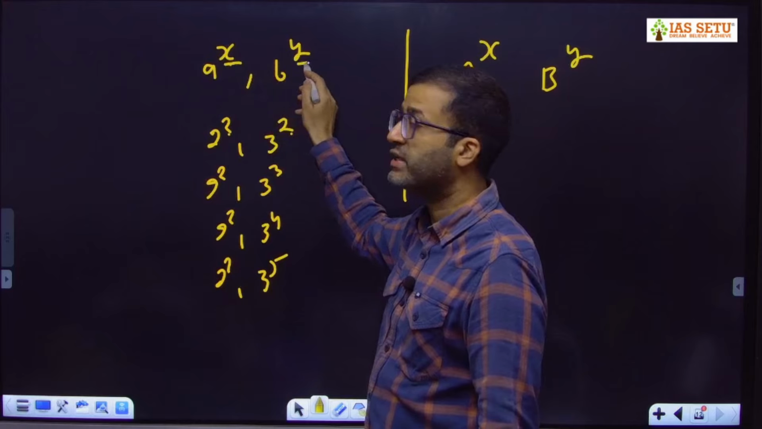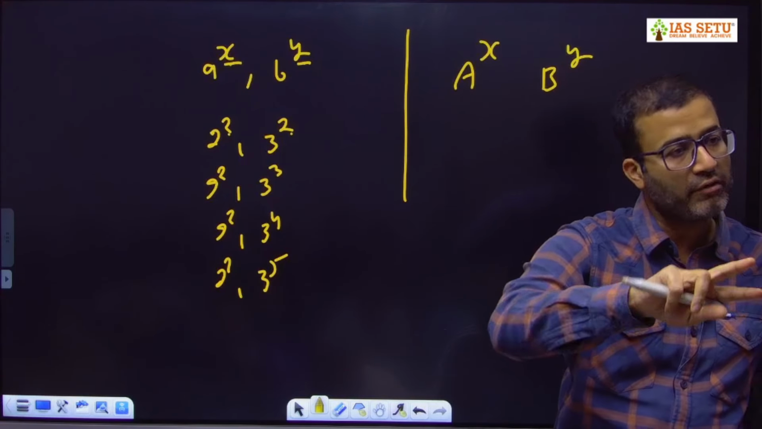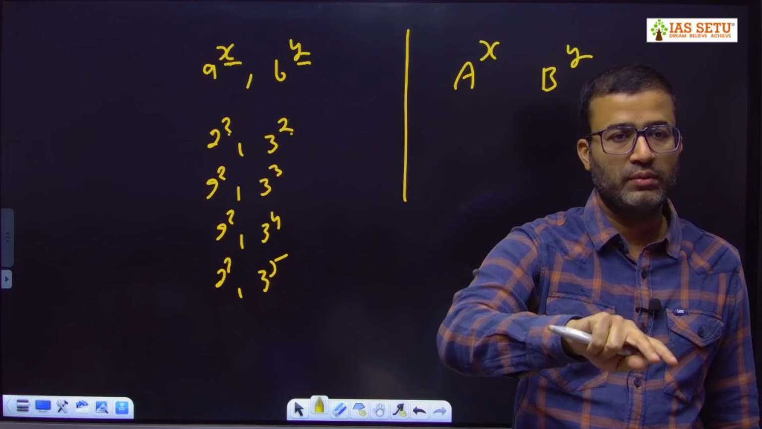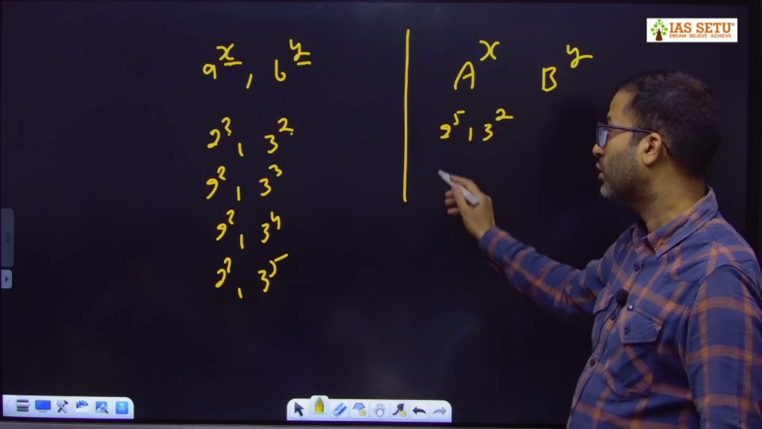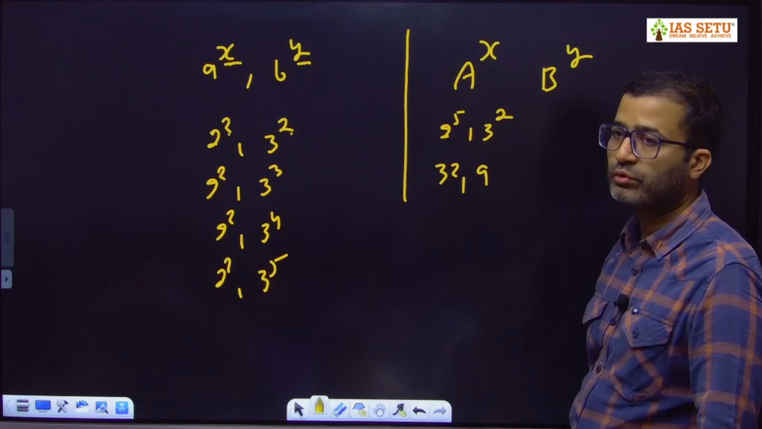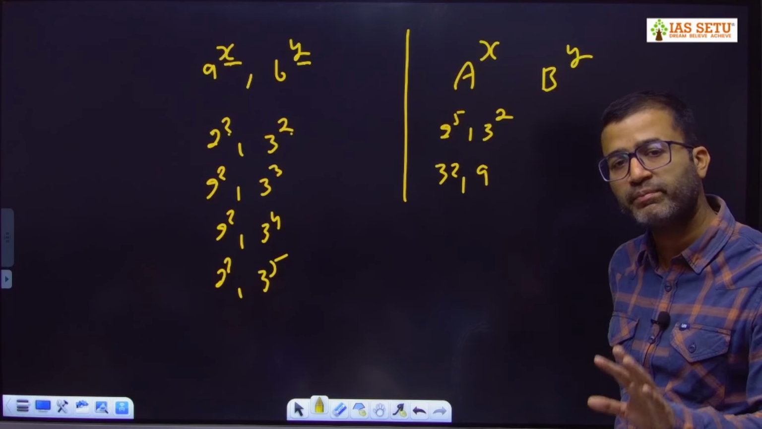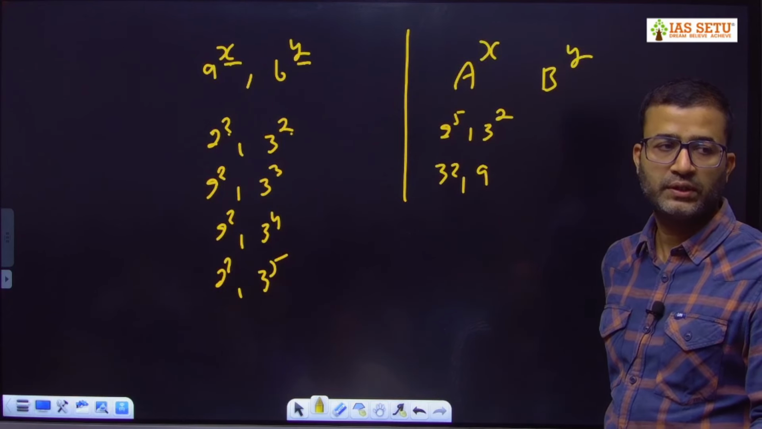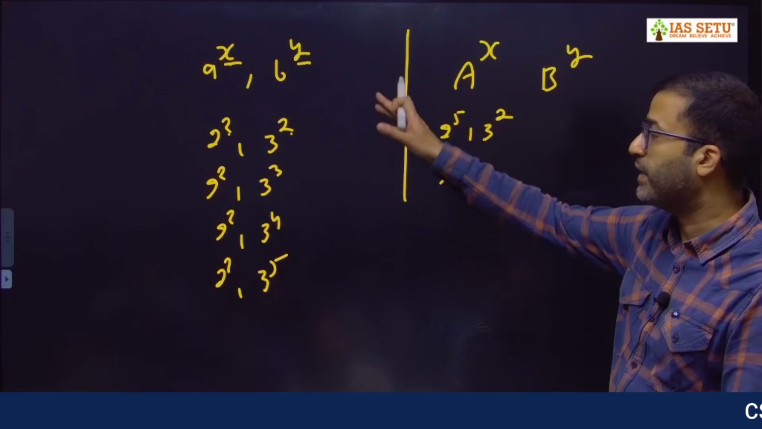It is not necessary x and y has to be same. X and y can be different also. Power can be different also. 2 is to power 5 co-prime to 3 square also. 32 is co-prime to 9 also. Power is not necessary has to be same. कोई compulsion नहीं कि power same भी होनी चाहिए. Power can be any natural number.